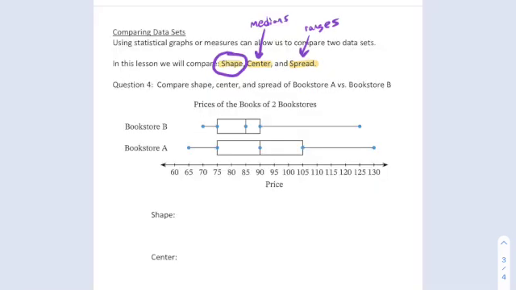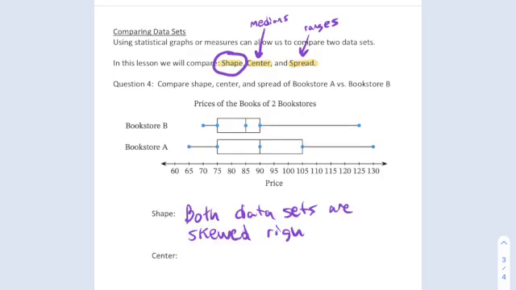So in this next example, we're asked to compare the shape, center, and spread of two different bookstores and the prices of their books. First, let's look at the shape. I notice that both Bookstore B and Bookstore A have much longer right whiskers than left whiskers. So I can say that both data sets are skewed right. And that's all I need to do to compare their shape. I just have to describe the shape of each individual data set.